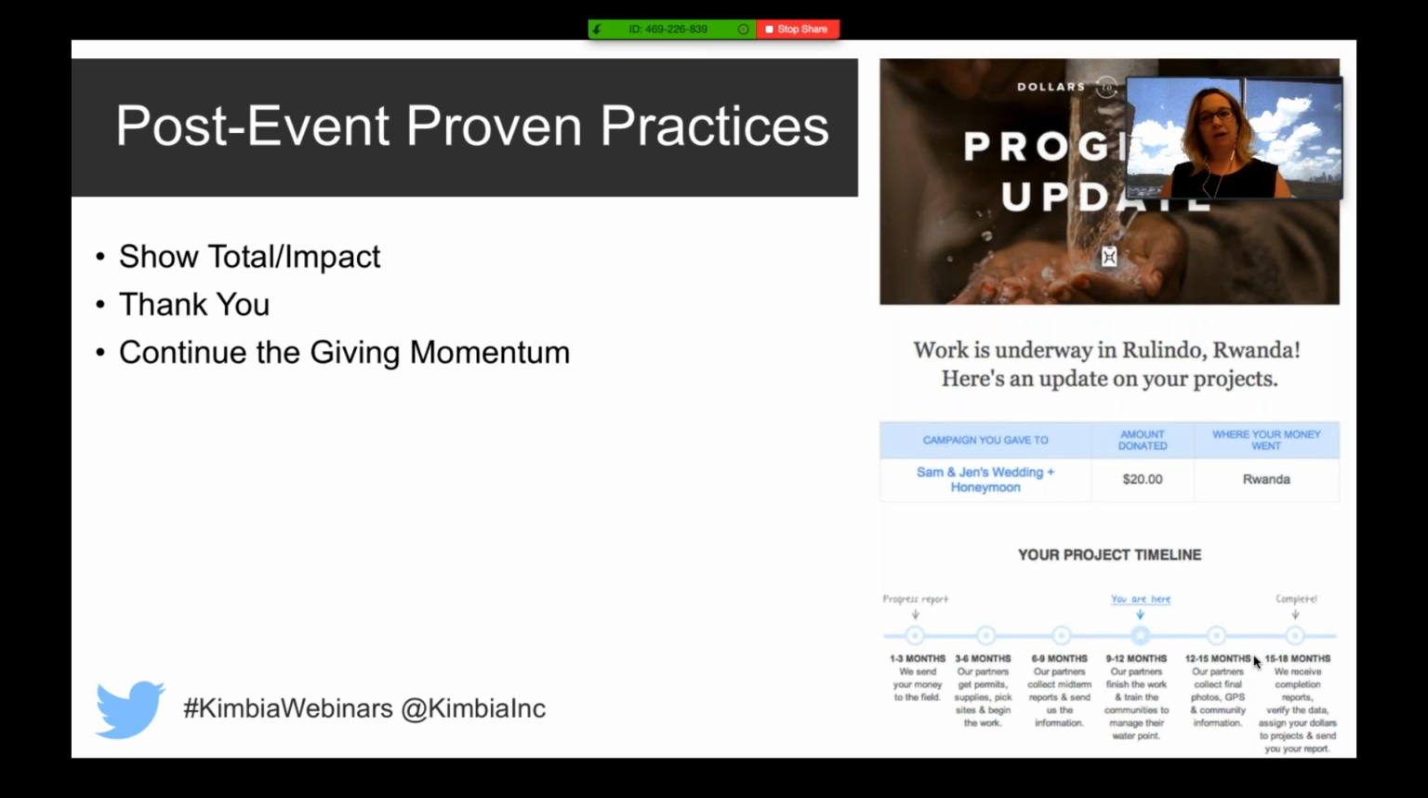Allow people to come back and continue to give a little while after. That might not be possible if you're doing a giving day on a 24-hour time period. But if you're doing a peer-to-peer event, like a run, where people are fundraising for you, don't just shut down fundraising the day after the event's over. Give them a little bit more time.